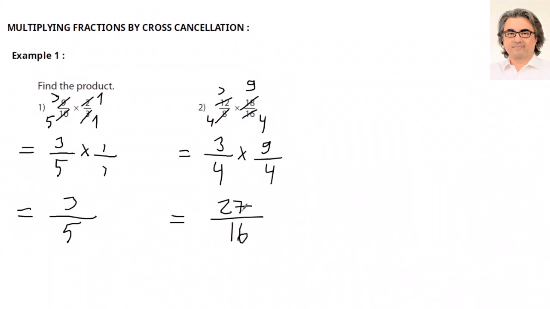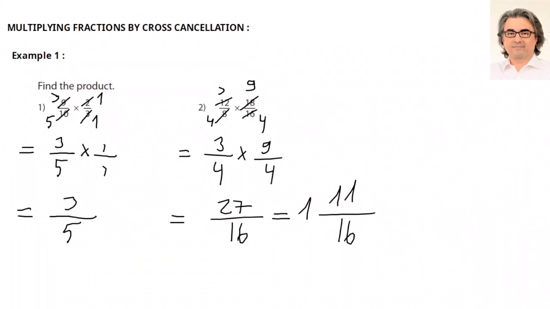This is an improper fraction. We may write it as a mixed fraction. In 27 we have only 1 sixteen. What about the remainder? 11. The remainder is 11 and 16 again is the denominator. I made the last result in my head. Don't worry about it, you will reach this speed.